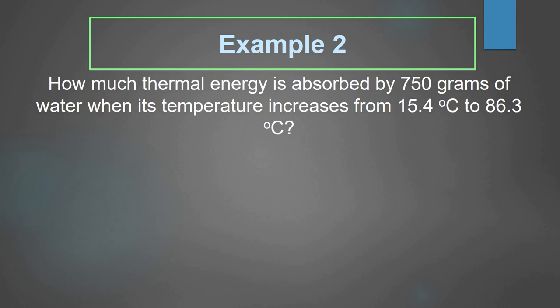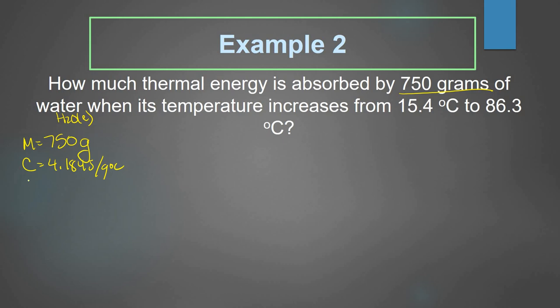So it's asking how much thermal energy is absorbed. We have 750 grams, so we know a mass. We know how much substance we're referring to. It's water, H2O, and we know it's in liquid form, so we can go and find our specific heat. We just used the same exact one. It's still water in liquid form, so 4.184 joules.